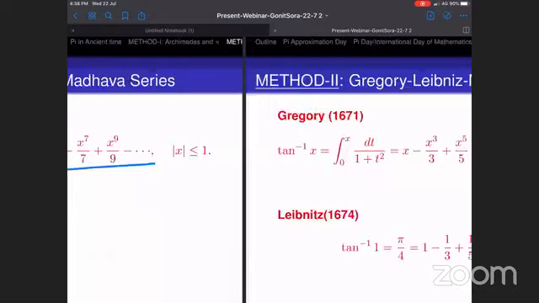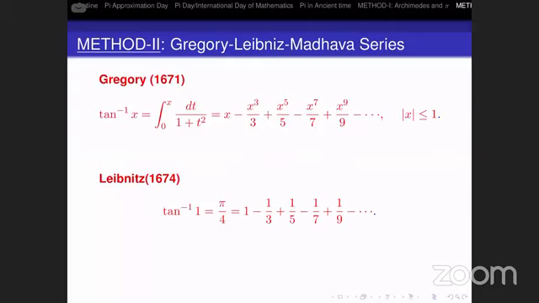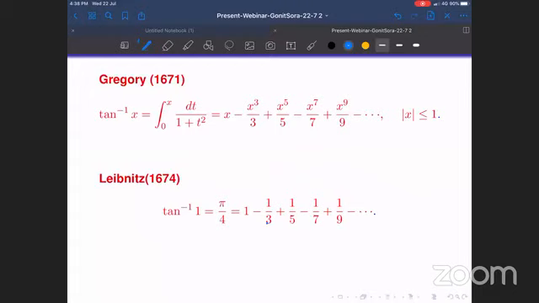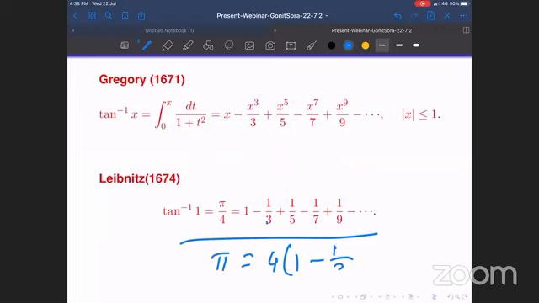By putting x equal to one, you see that this is arctan of one, that means tan inverse of one, which is nothing but pi over four. In this series, you'll see that this is one minus 1/3 plus 1/5, etc. So pi equals 4 times (1 minus 1/3 plus 1/5 minus, etc.). So this is an infinite series. You truncate the series somewhere and calculate the approximate value of pi.